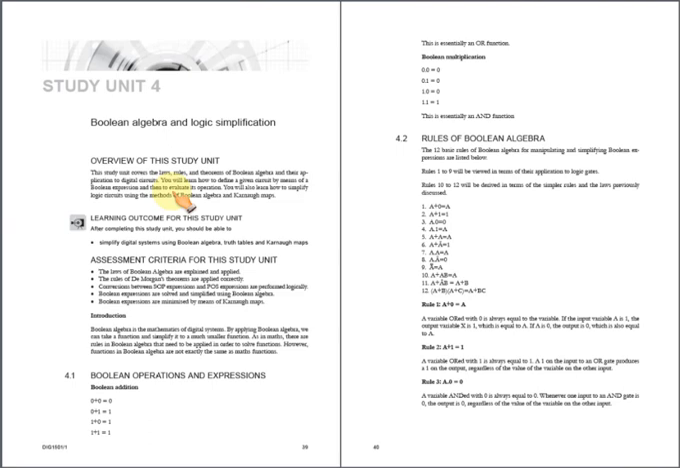So here we have Boolean algebra and logic simplification. Now this is mostly about the rules of Boolean algebra. Please, you have to know these rules, these 12 rules. They are given as an annexure in the exam, but it's better if you know what they mean, because it makes everything a lot easier.